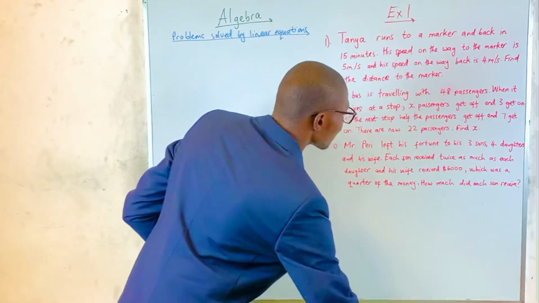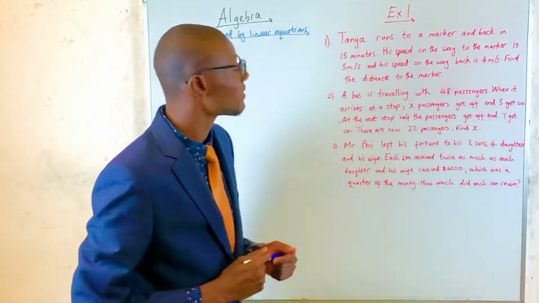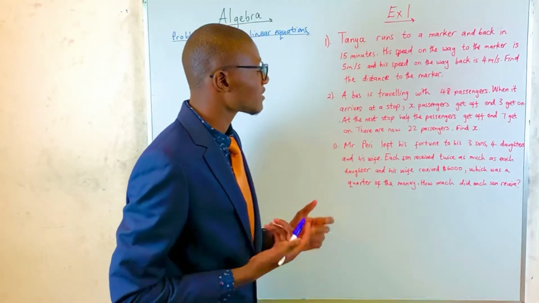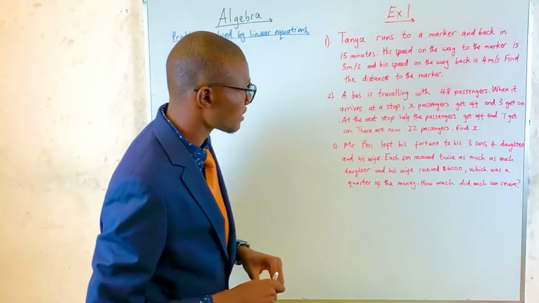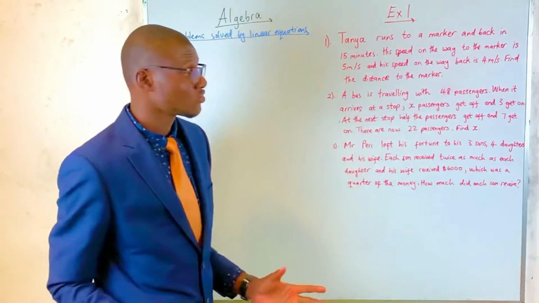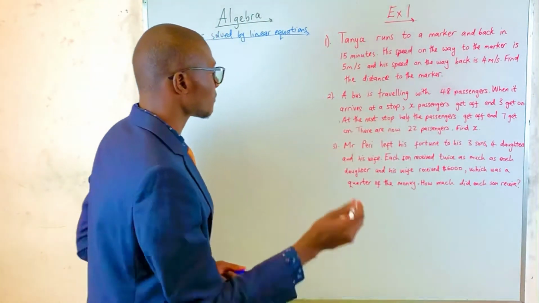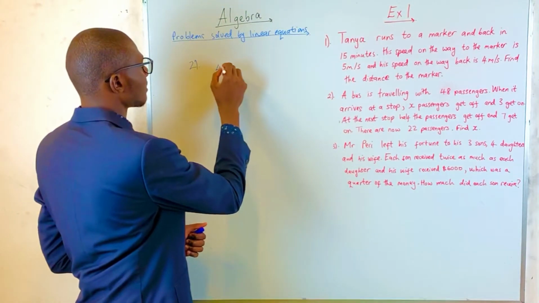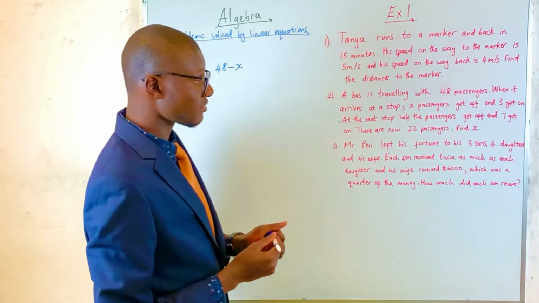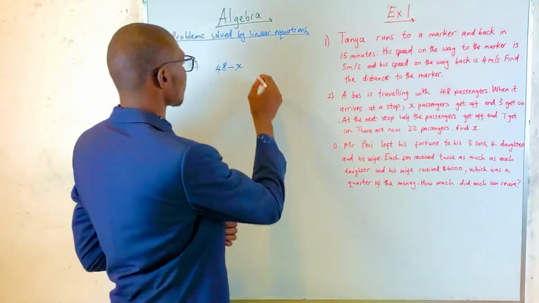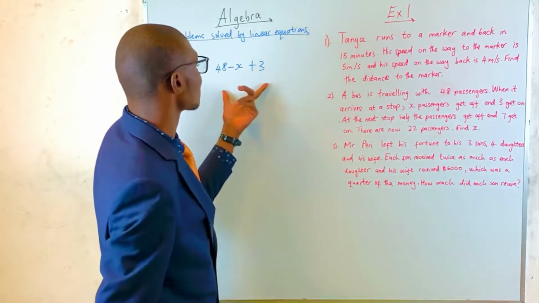Okay, so for the second question here, we're told that a bus is traveling with 48 passengers. When it arrives at a stop, x passengers get off and 3 get on, right? So this is for the first stop. So from the 48, x passengers get off. So we're saying 48 minus x, that get off, then 3 get on, so plus 3, right? This is now the new number of passengers on the bus.